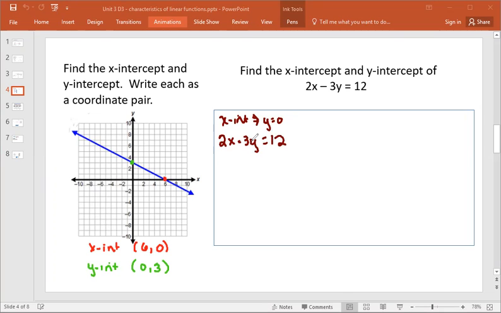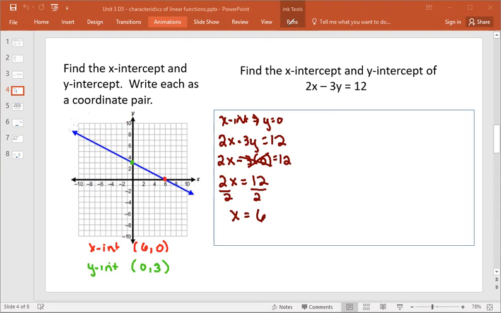If I set y to 0, then this entire piece will be 0, because 0 times anything is 0. So 2x is equal to 12. And when I divide by 2, x is equal to 6. So my x-intercept is 6.